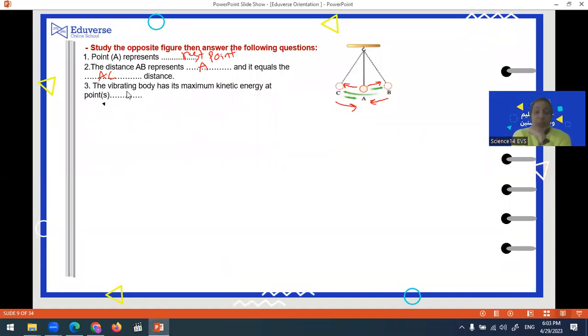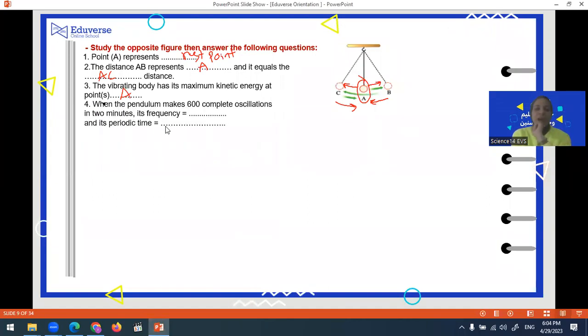Now, the vibrating body has its maximum kinetic energy. Maximum kinetic energy. Please concentrate. We should find what here. What is the relation between kinetic energy and this pendulum? It's the velocity. Excellent. Where is the maximum velocity? And you can find the maximum kinetic energy at the same point, which will also be at A, the point A. It's the rest point or rest position.